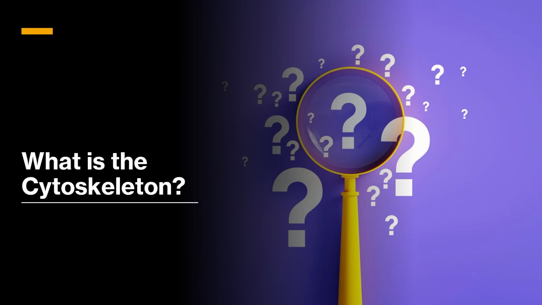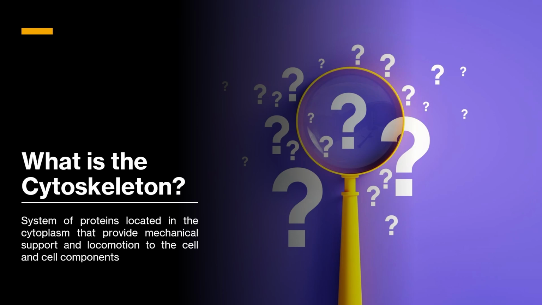So the first question that we need to ask is, what is the cytoskeleton? How can we define it? We can define it as a simple class of proteins located in the cytoplasm that provide mechanical support and locomotion to the cell and the cell components.